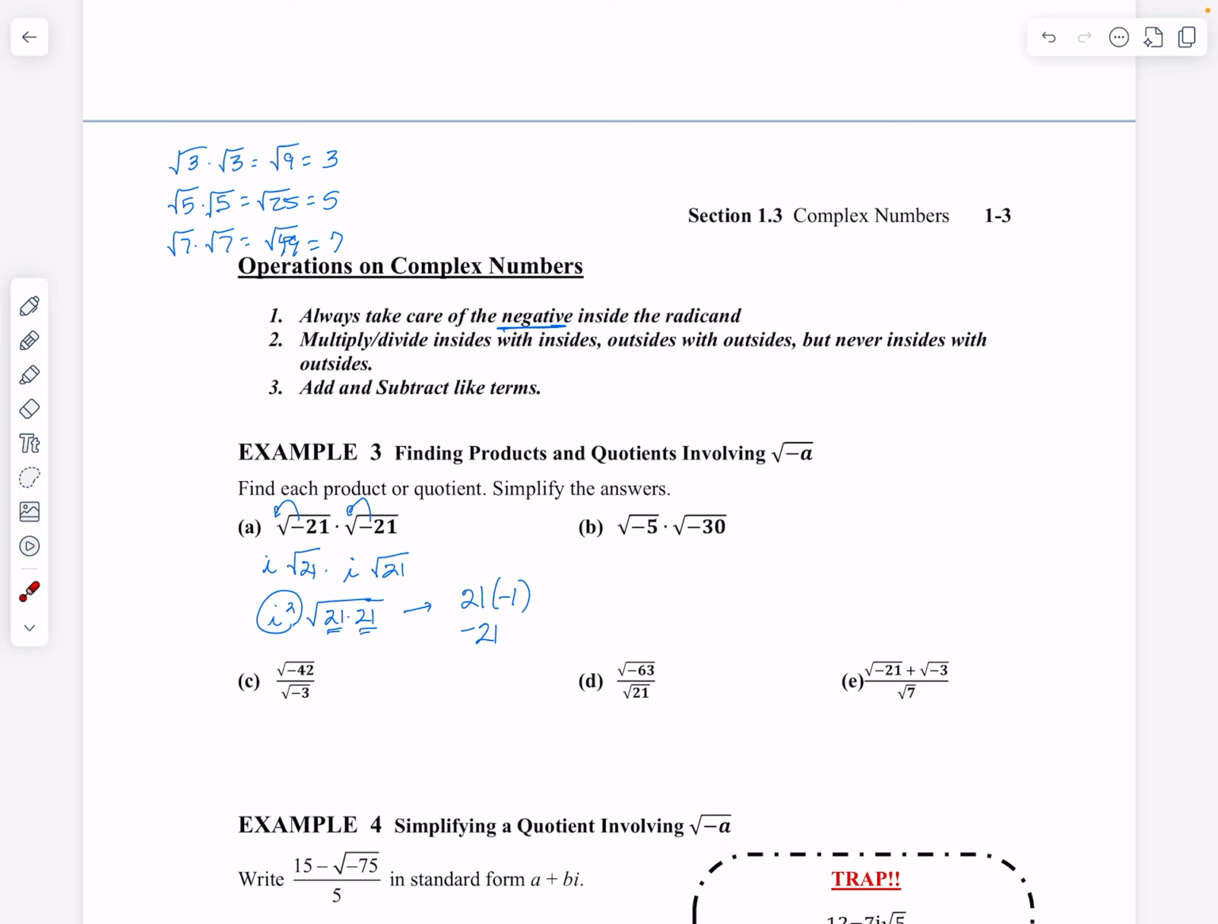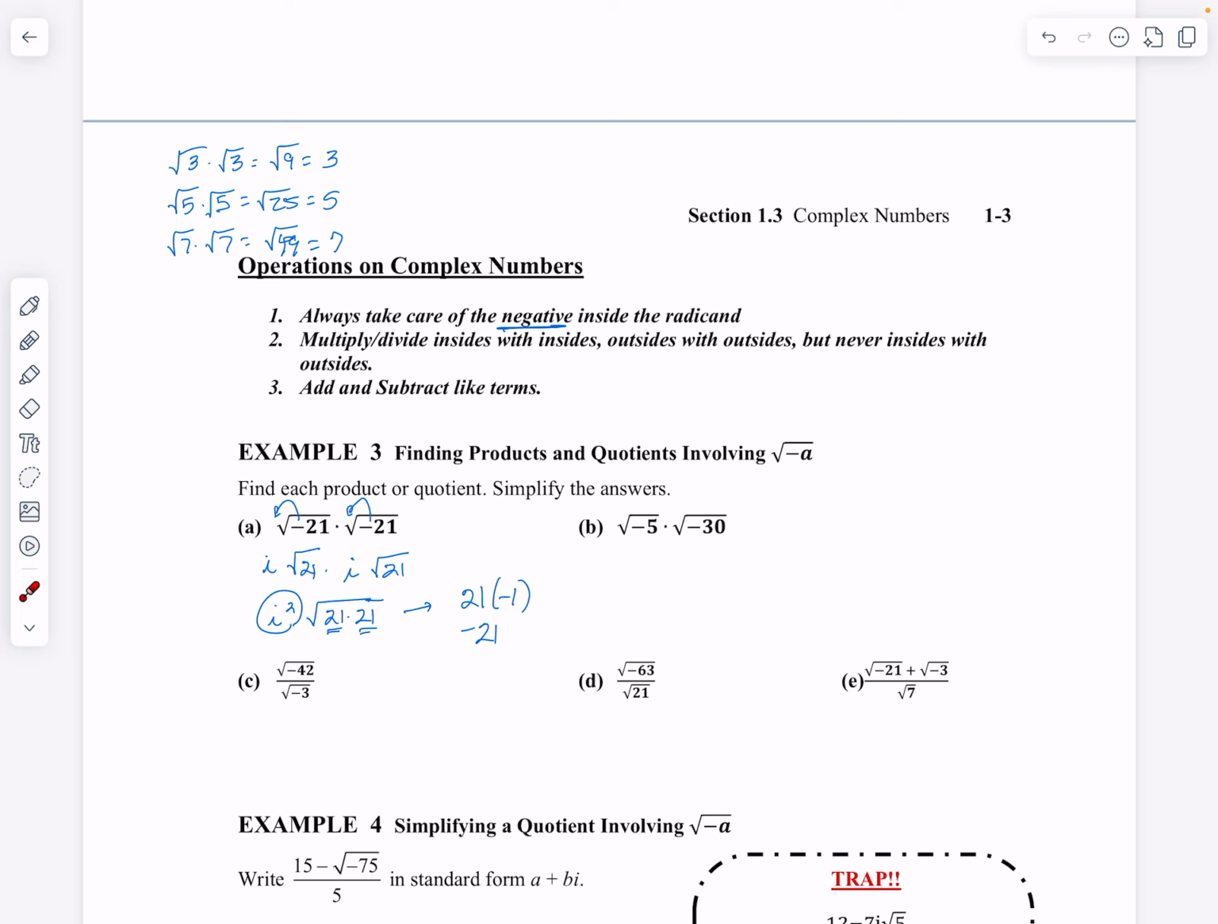I don't really care how you get from here to here. You could just look at it and know it, okay? But that does not work for this guy. You can't just look at those and know what the answer is. So there's a couple of different ways that you could do this one. I'm going to show you what I think is the easiest method.